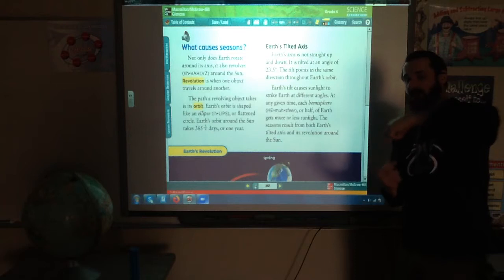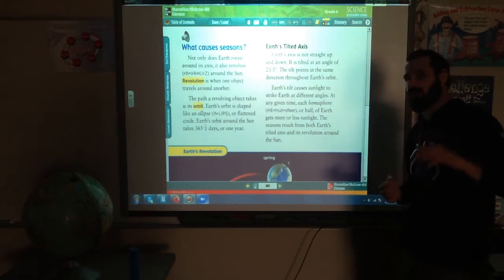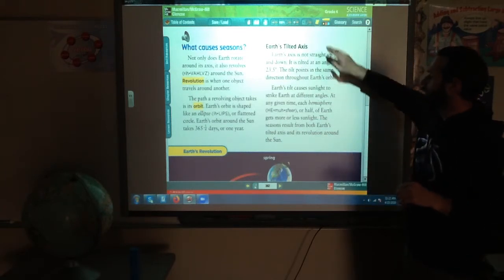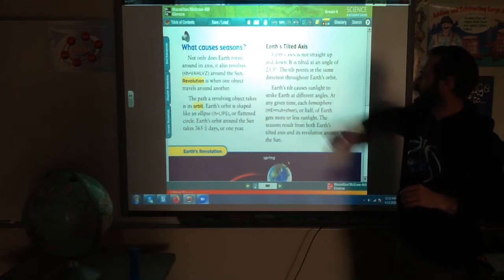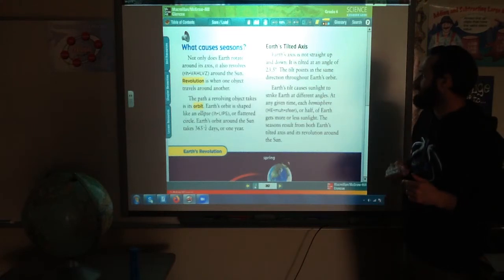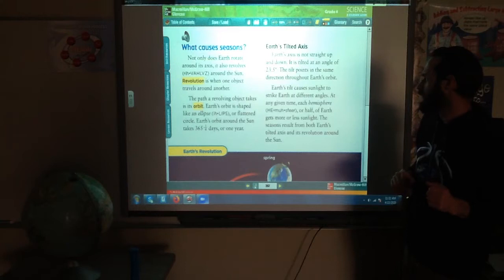The rotation is day and night. The revolution is part of the reason why we have seasons. The other part is Earth's tilted axis. Earth's axis is not straight up and down. It's tilted at an angle of 23.5 degrees. The tilt points in the same direction throughout Earth's orbit.